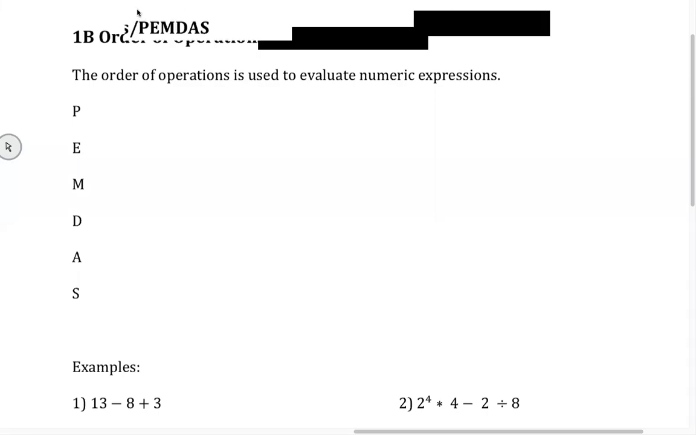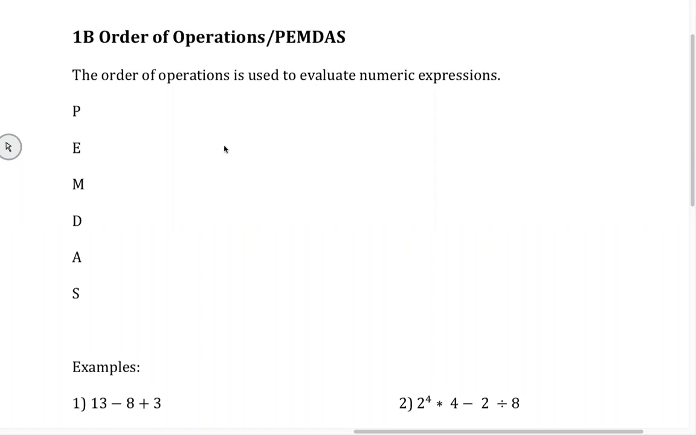All right, so 1B, order of operations. Does anybody know the order of operations? What does that word PEMDAS mean? Let's pick on Hope. Hope, do you know what that word means? PEMDAS? I feel like I know, but I feel like it's on the tip of my tongue. What if I started you out and said, P is for parentheses. Yeah, parentheses. So these are the two examples of parentheses.